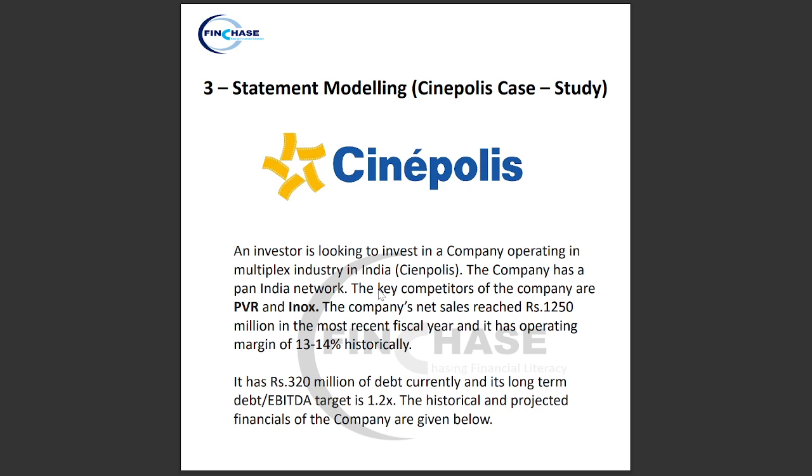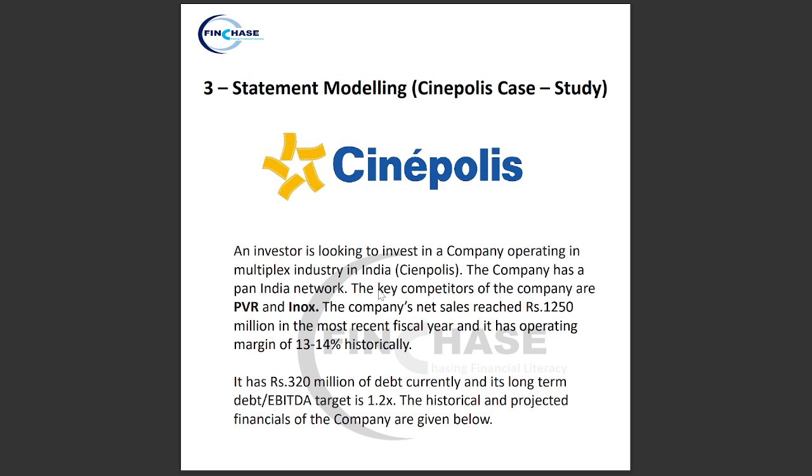All right. Then moving ahead, the company's net sale reached rupees 1,250 million in the most recent fiscal year, and it has an operating margin of 13 to 14% historically. Now the case study is given telling us like we have an historical data, okay, जहाँ पर उसने बोला है the current year revenue for the Cinepolis is 1,250 million, okay, और उसका operating margin is 13 to 14% रहा है.